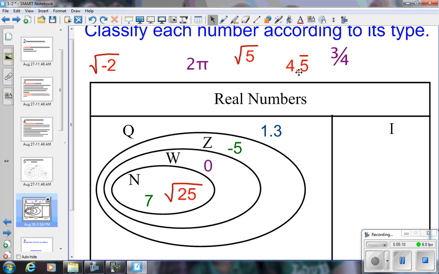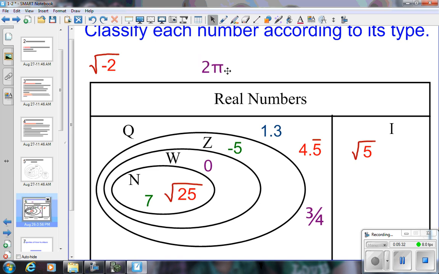Since this is a repeating decimal, remember that repeating decimals are quotient or are rational numbers. 3/4 is a rational number. 5 is a prime. Remember, the square root of a prime number is always going to be irrational. 2 pi, if pi is irrational, then 2 times pi is also irrational. And that leaves 1 left, the square root of -2.